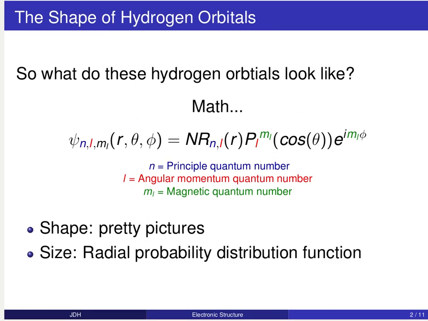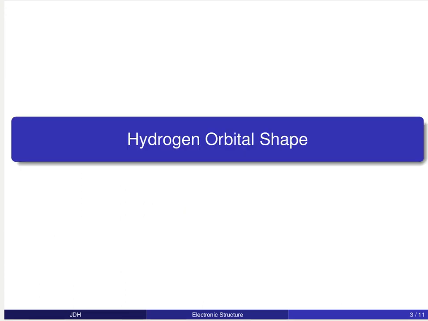And then we're going to talk about the size of orbitals. And to discuss size, we're also going to be using a pictorial representation, but it's actually going to be a pictorial representation that explores the probabilistic aspect of these orbitals. So we'll talk more about that one at the end. First off, let's look at this set of pictures to understand what these orbitals look like.